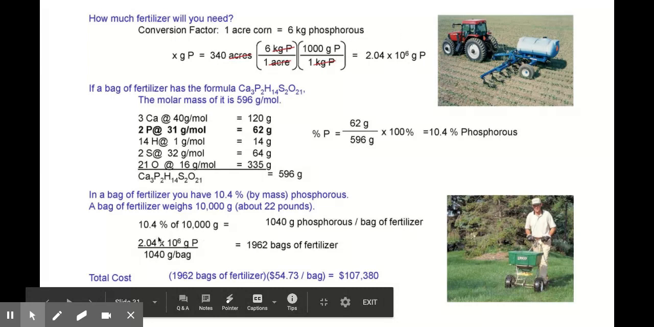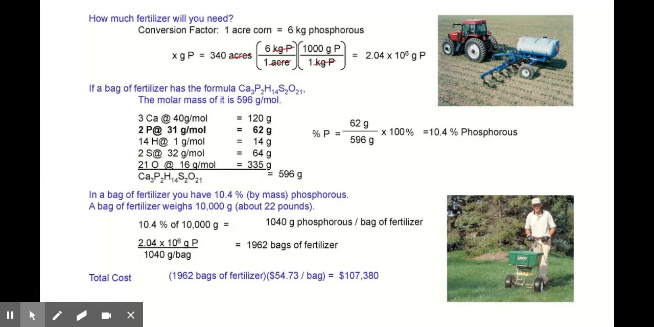So you're going to take the need divided by the have. Okay, so you need 2.04 times 10 to the 6 grams of phosphorus, and you have 1,040 grams of phosphorus per bag. So that's going to tell you that you need 1,962 bags of fertilizer to completely rebuild up the phosphorus in your field.